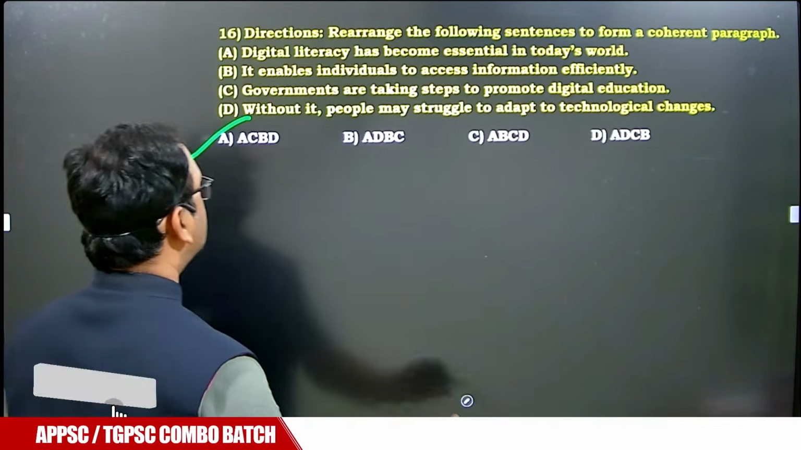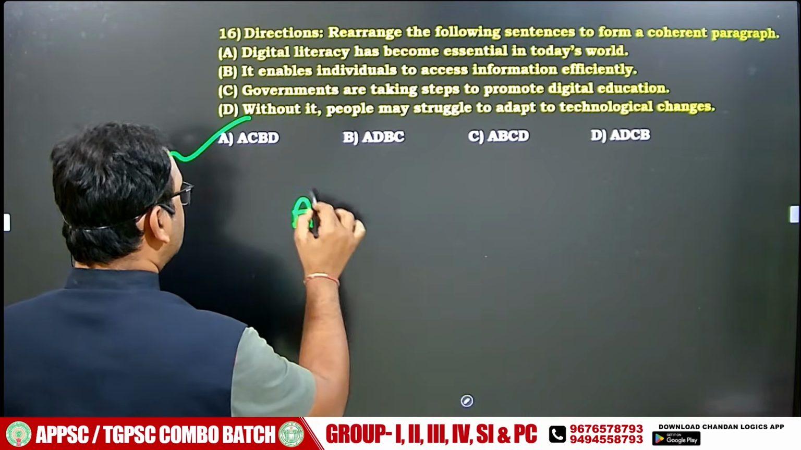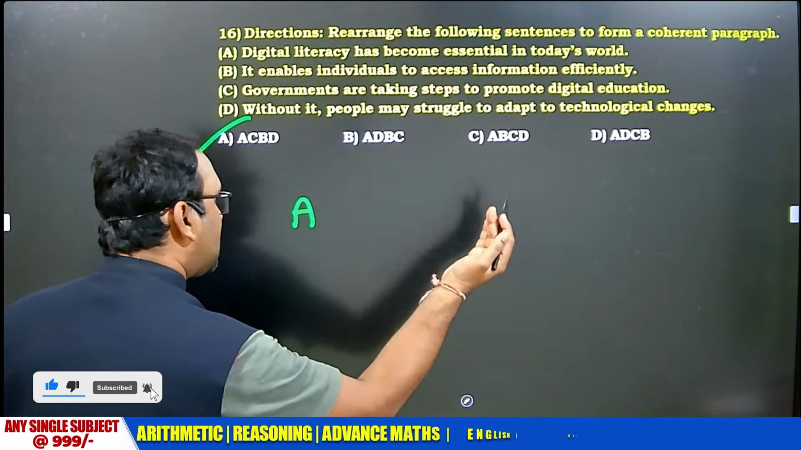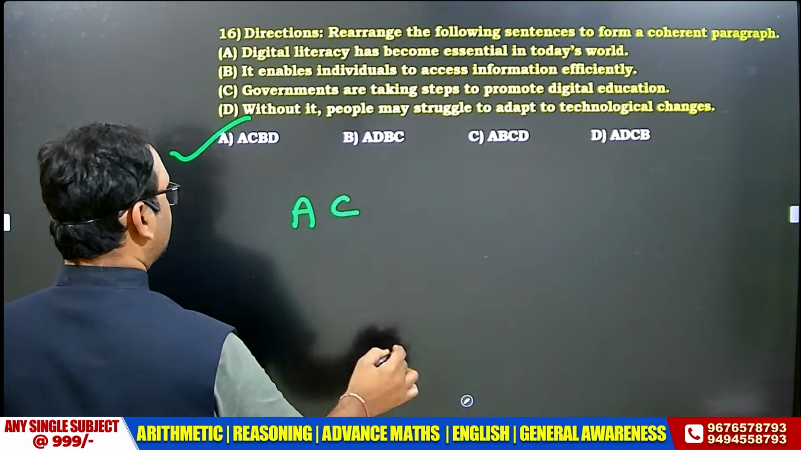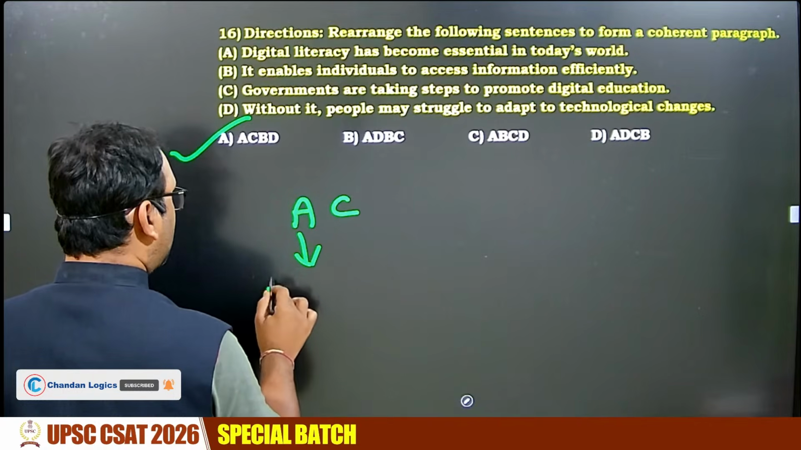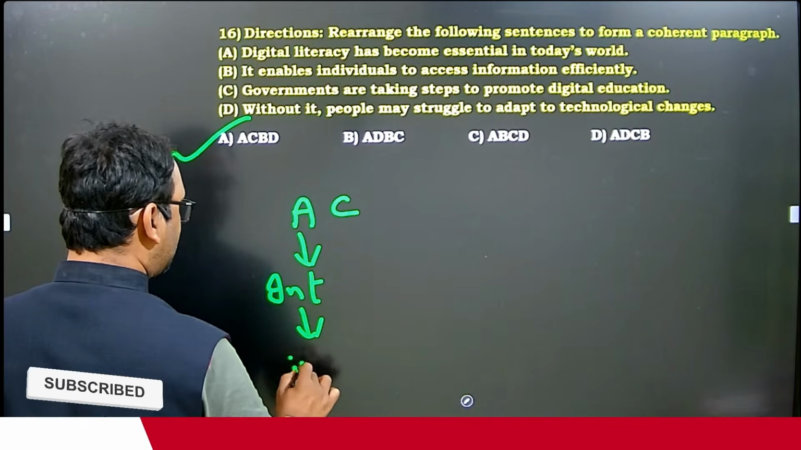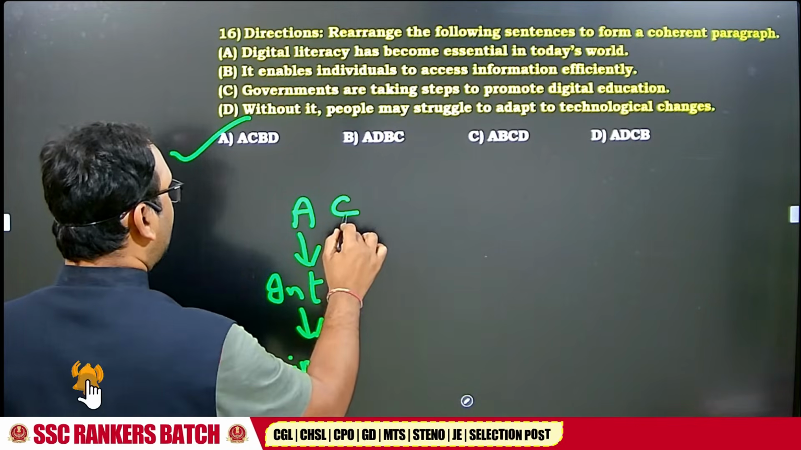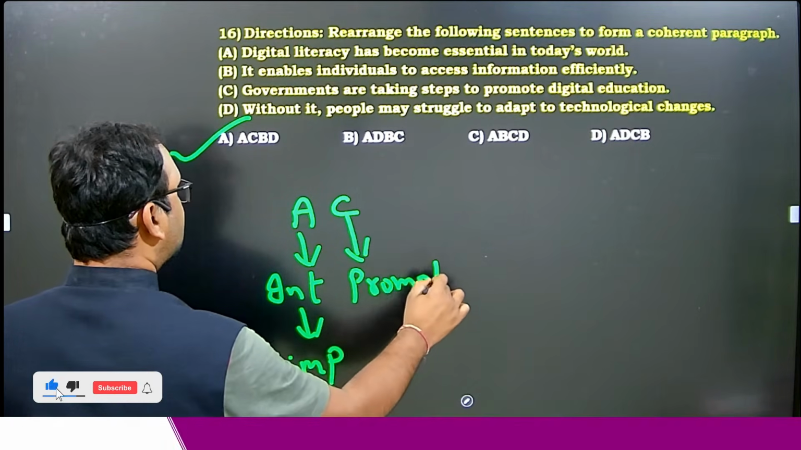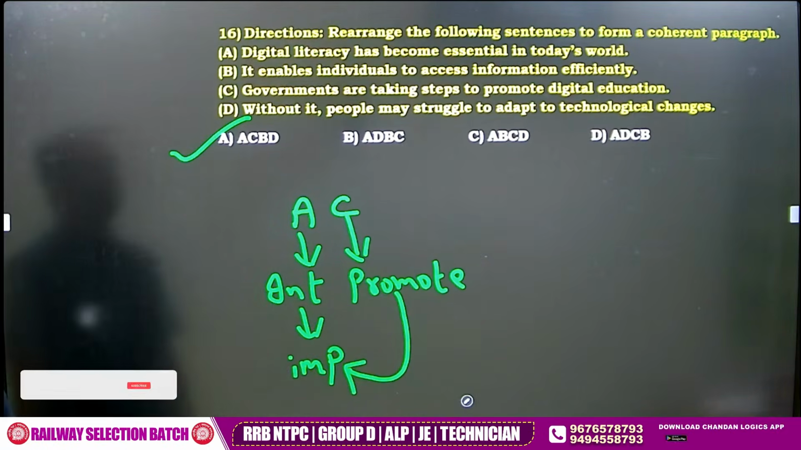Context is important. See, digital literacy is essential. This is the introduction. Governments are taking steps to promote digital education. Now you are trying to say introduction, digital literacy. So this is very important. Hence, governments are taking steps to promote. Why are governments trying to promote this? Because this is important.